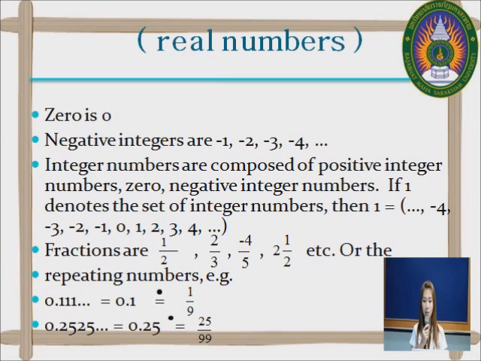Fractions are, for example, 1 over 2, 2 over 3, -4 over 5. Among the fractions, 1 over 2 are the repeating numbers. 0.111... equals 0.1 repeating, which equals 1 over 9. 0.2525... equals 0.25 repeating, which equals 25 over 99.